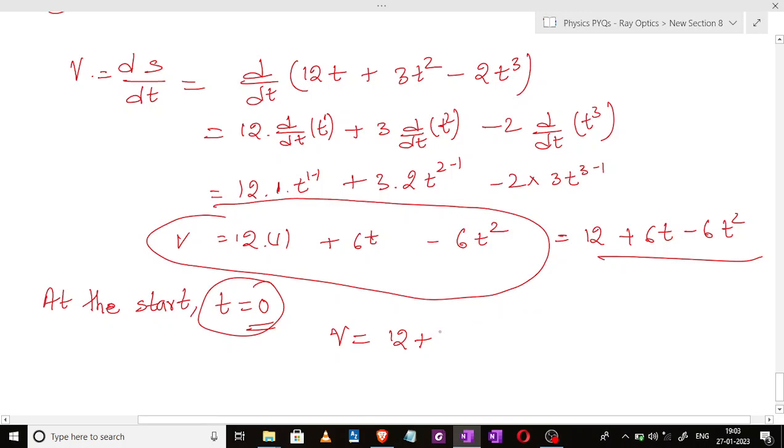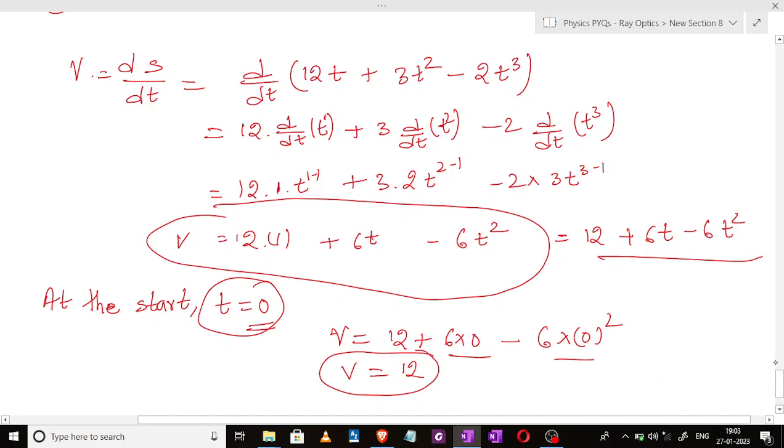So 12 has no t. 6 into 0 plus, okay, I'm sorry, 6 into 0 plus 12, minus 6 into 0 squared, right? 6 into 0, 6 into 0 squared, they are all 0. So what do we get? We only get v is equal to 12.